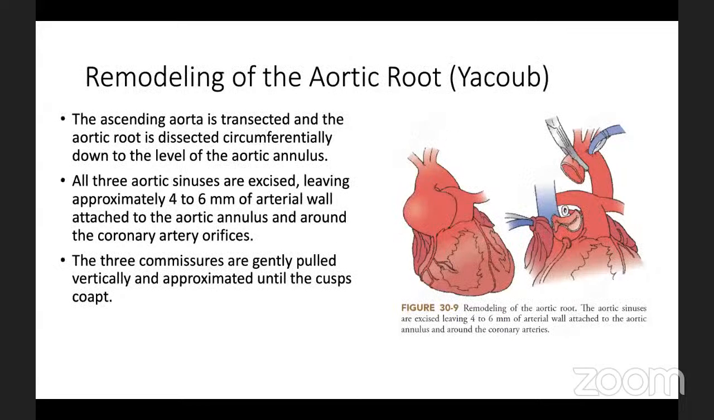Remodeling, which is also called the Yacoub procedure. The ascending aorta is transected and the aortic root is dissected circumferentially down to the level of the aortic annulus. All three aortic sinuses are excised, leaving approximately 4 to 6 millimeters of arterial wall attached to the aortic annulus and the coronary orifices. The three commissure are gently pulled vertically and approximated until the cusps coapt.